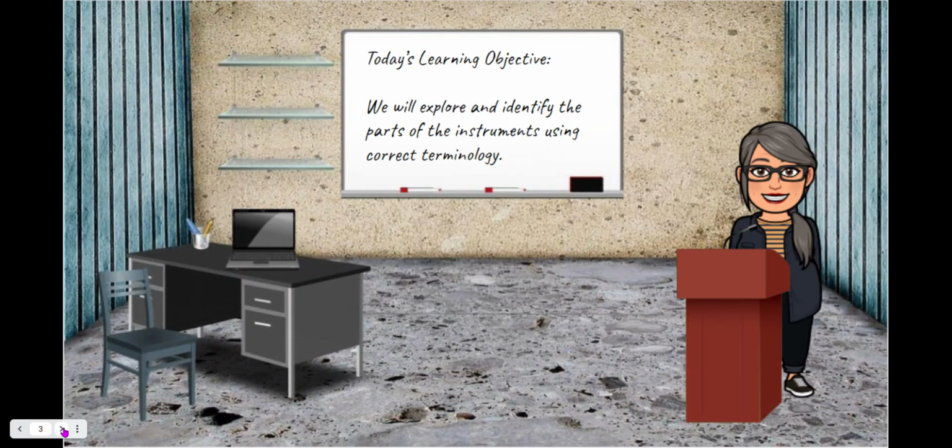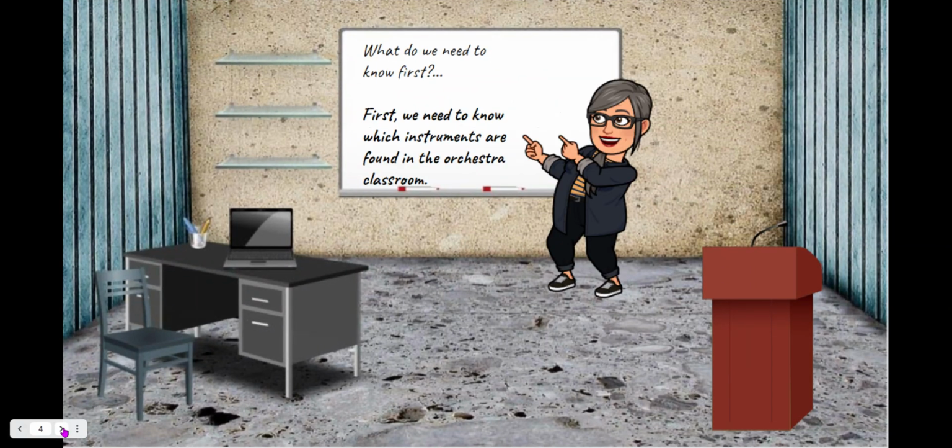Today's learning objective will be that we will explore and identify the parts of the instrument using correct terminology, which means we're going to make sure that we label each part of the instrument with its appropriate name. All right, so what do we need to know first? Well, first we need to know which instruments are found in the orchestra classroom.